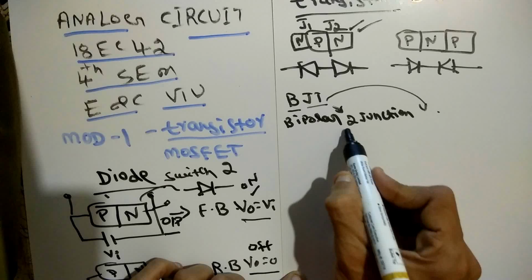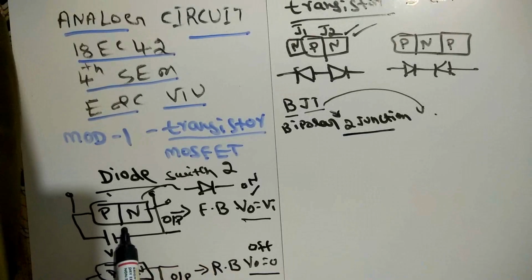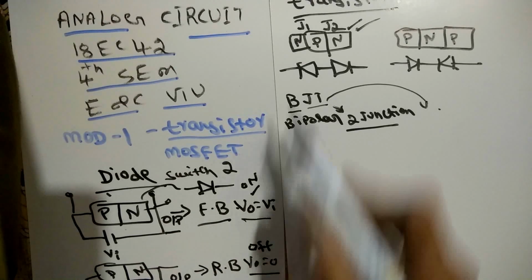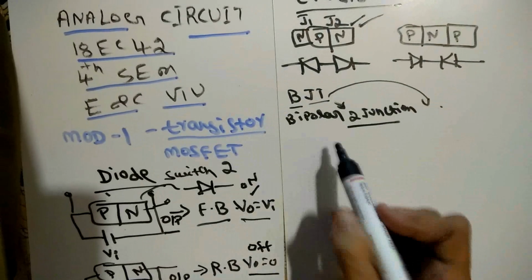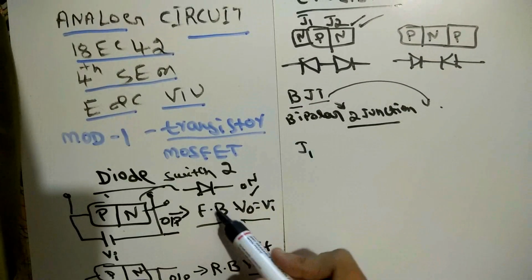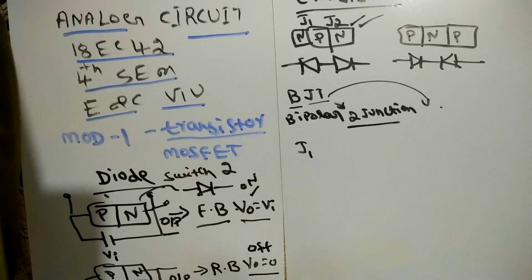See here, in a diode we have only 1 junction, so we did 2 cases: one is forward bias, one is reverse bias. Here we have 2 junctions. So how many possibilities are possible? If it is junction 1 only, then we can go for forward and reverse, and according to that we can do.